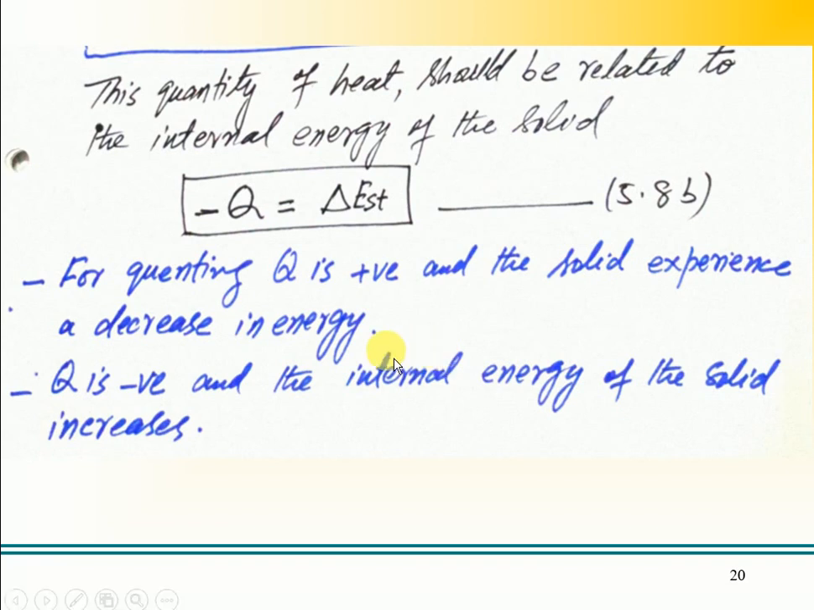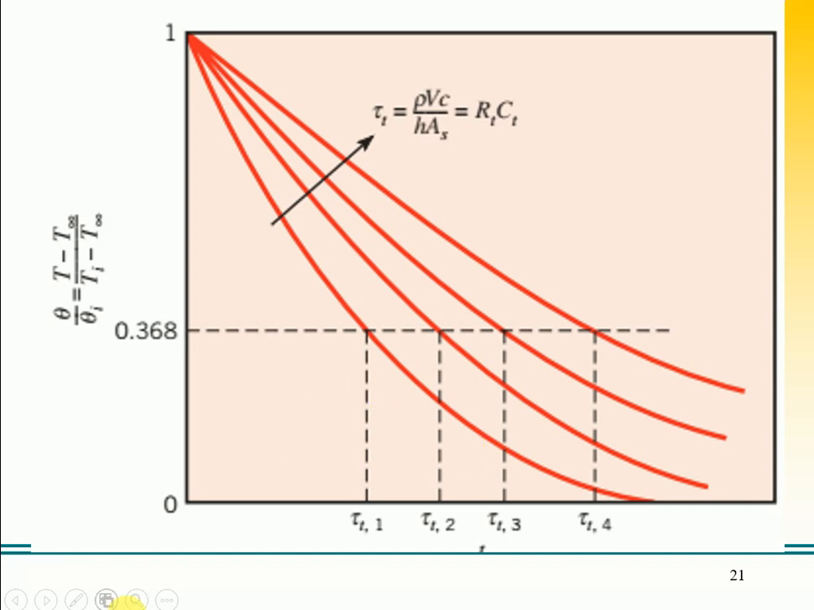It means you are putting a solid into an environment which is at a higher temperature than the solid temperature. Now, this graph is between, if you see, the time and of course theta by theta_i, right?